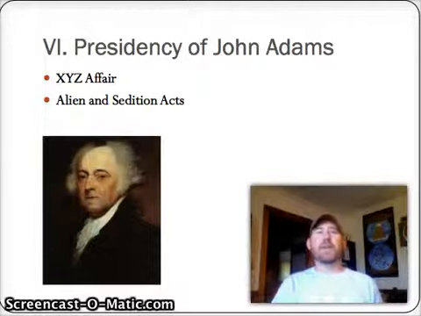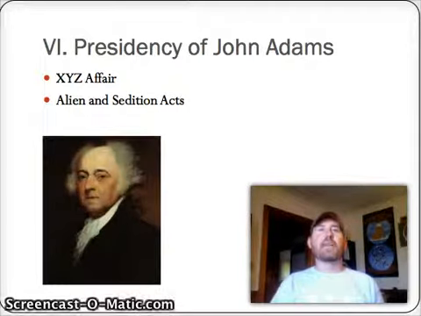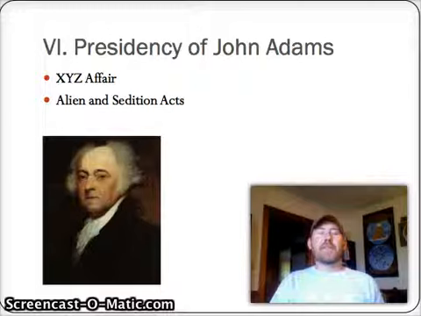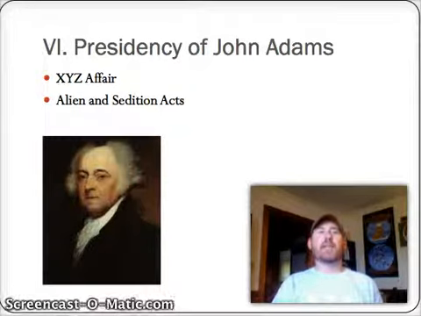And the other one is the Alien and Sedition Acts. The first part deals with aliens, immigrants, or foreigners coming into the country, and the fact that they could be kicked out. The Sedition Act is probably the most important, and it was an act under which you could be prosecuted or put in jail for speaking out or criticizing the policies of the government. So just be aware of those two facts. We'll deal with them in class at some point, but tie them into Adams.